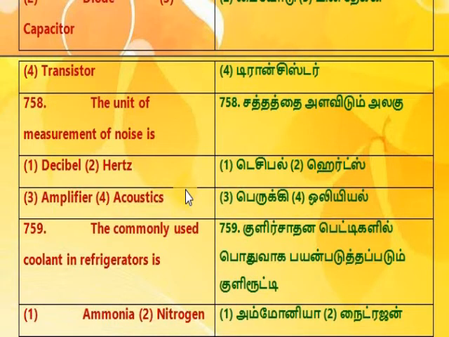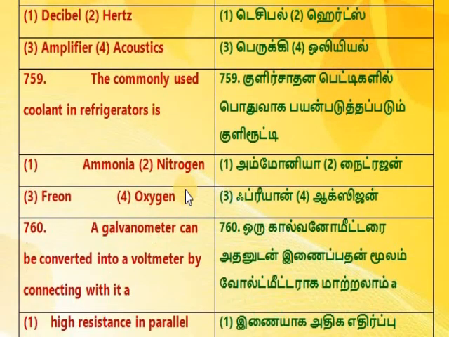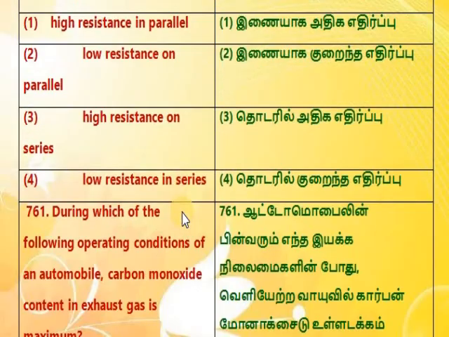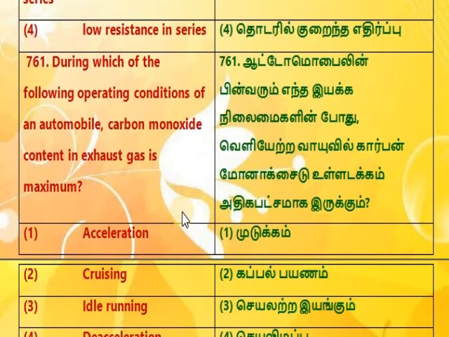759. The commonly used coolant in refrigerators is 1. Ammonia, 2. Nitrogen, 3. Freon, 4. Oxygen. 760. A galvanometer can be converted into a voltmeter by connecting with it a 1. High resistance in parallel, 2. Low resistance in parallel, 3. High resistance in series, 4. Low resistance in series.